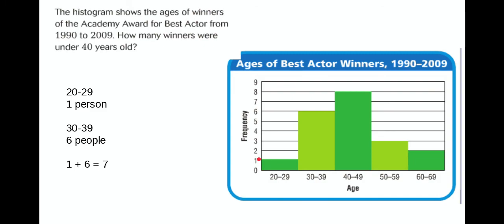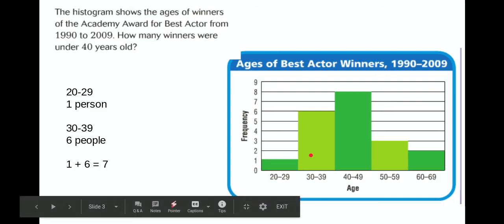So how many people were under 40 years old to win the Best Actor? There was 7 of them. And that's represented by these 2 bars on our histogram.